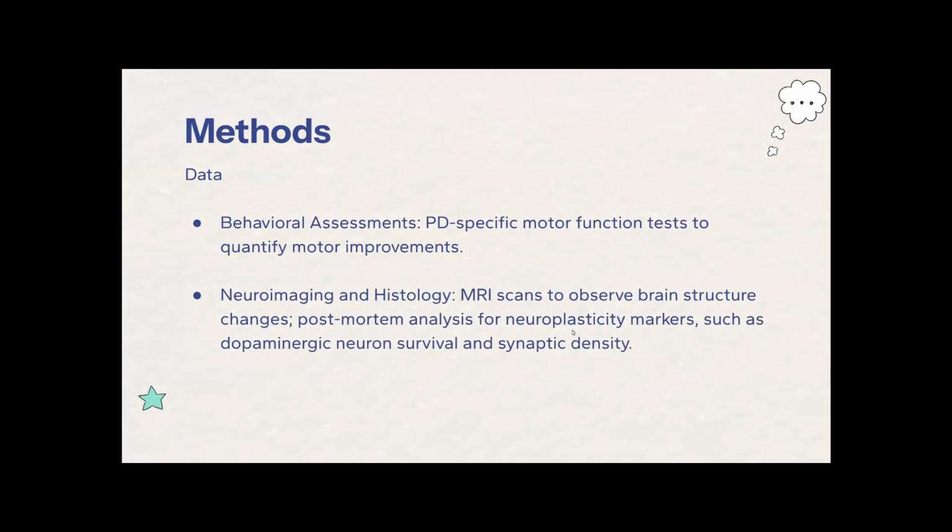So to collect data, the first method we plan to use is behavioral assessments, and this will help us test for motor skill improvements that are Parkinson's disease specific. And the second that I plan to use to collect data is neuroimaging and histology. One of the forms that we can do is MRI scans. So MRI scans are basic scans that detect and observe brain structure changes and neuroplasticity markers, which will enable us to test and prove the hypothesis.